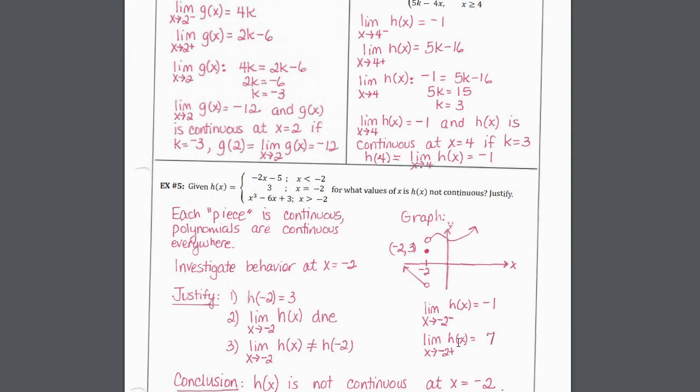The limit of h of x as x approaches -2 from the positive side, you'd be on this piece here. We had already investigated that one to be 7. So both one-sided limits are different, therefore the general limit does not exist. Okay? Since the general limit does not exist and it's not equal to h of -2, therefore your conclusion is that h of x is not continuous at x is equal to -2.